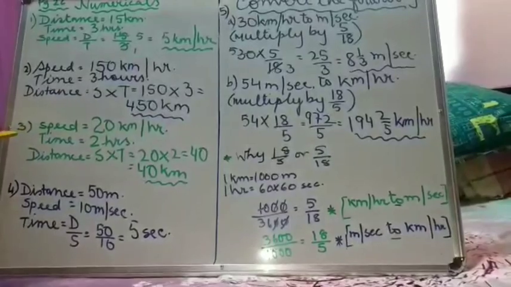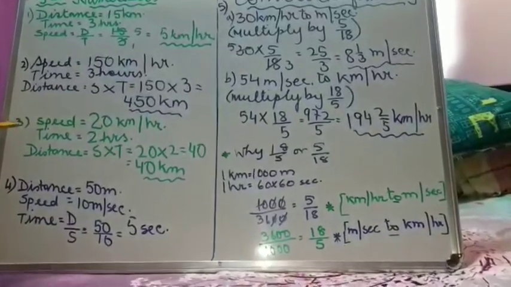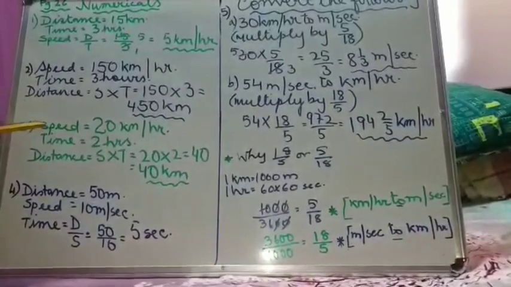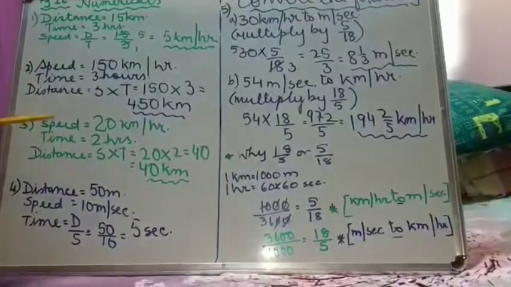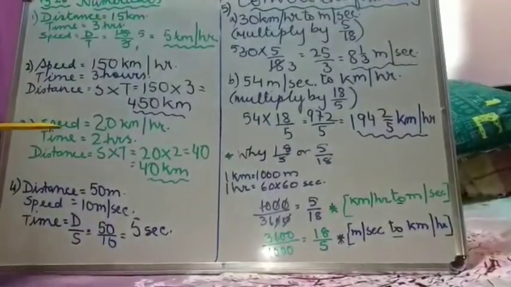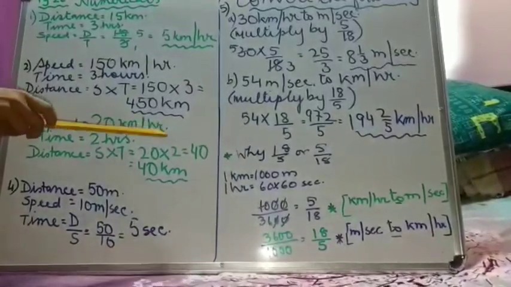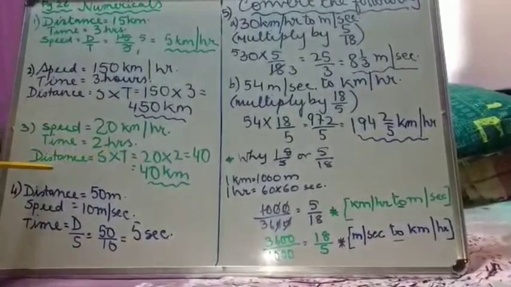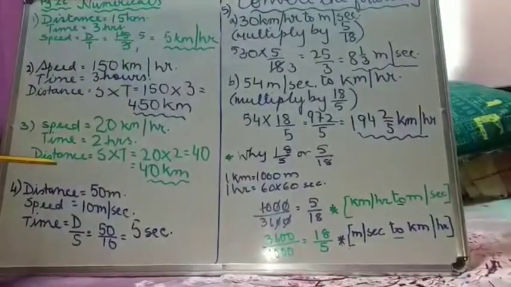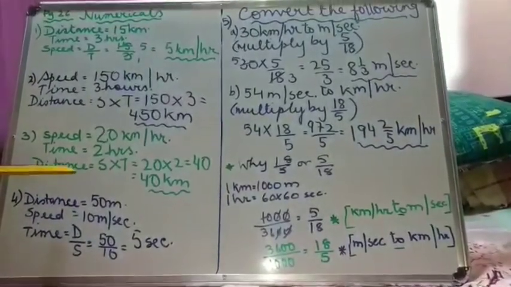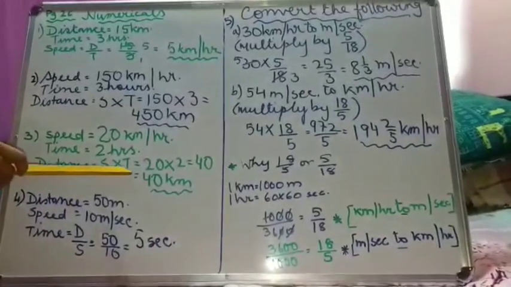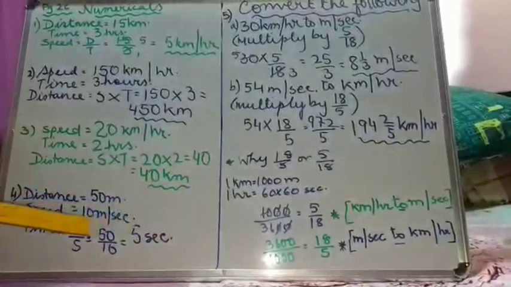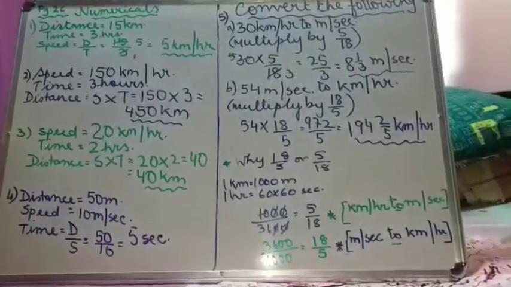Next, number 3. Look at question number 3. Calculate the distance travelled by a bicycle moving at the speed of 20 km per hour. So what is the speed of the bicycle? 20 km per hour. And what is the time taken? 2 hours. What is asked? The distance. Calculate the distance. So distance is equal to speed into time. That comes to 20 into 2. That is 40 km.